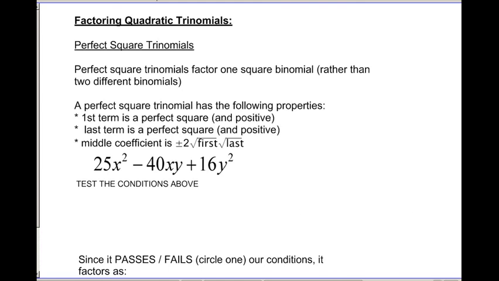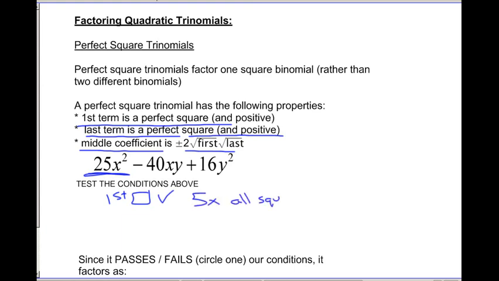Its first term needs to be a perfect square. The last term in the trinomial needs to be a perfect square. And the middle coefficient needs to be either positive or negative, that's what this little symbol here means, 2 times the square root of the first times the square root of the last. So I gave us a trinomial here, 25x squared minus 40xy plus 16y squared. Let's test these conditions. Is the first term, the 25x squared, a perfect square? You betcha. It's 5x all squared. If you squared 5x, you get 25x squared.